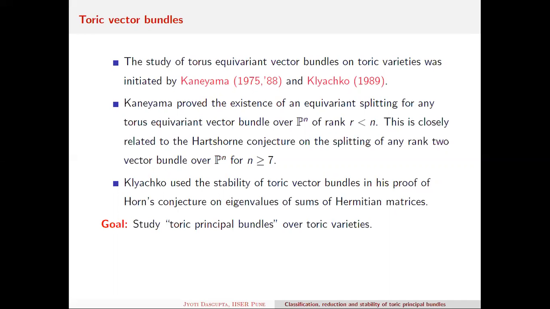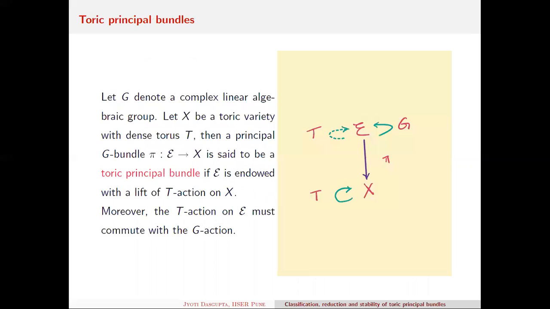our goal is to study toric principal bundles over toric varieties. So formally, what is a toric principal bundle? Now we are considering a principal G-bundle over a toric variety X. We have the right action of G on the total space, and over the base space, we have a torus action. If this torus action lifts to the torus action on the total space E, and the action commutes with the action of G, then we have a toric principal bundle.